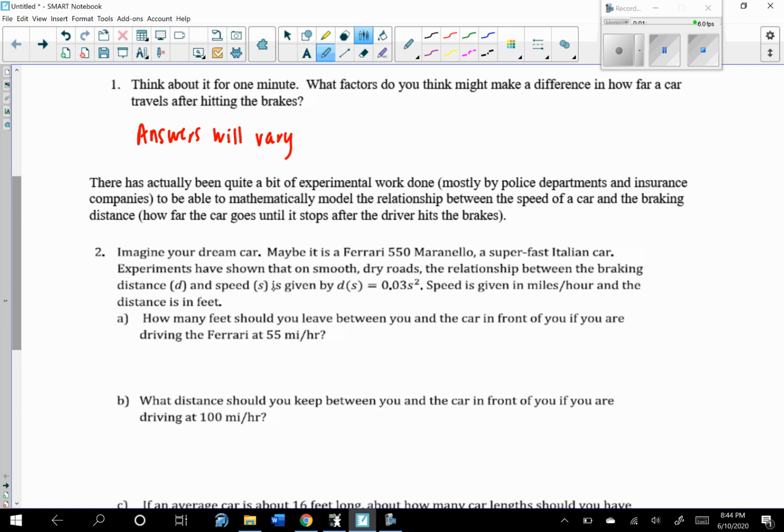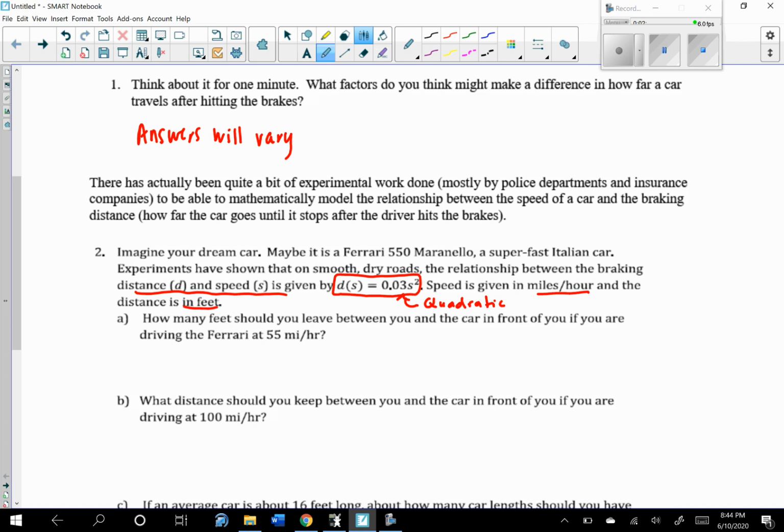Experiments have shown that on smooth dry roads, the relationship between the braking distance d and the speed s is given by this equation right here. Notice that this has a square in the equation, so this is a quadratic equation. Speed is given in miles per hour and the distance is in feet.